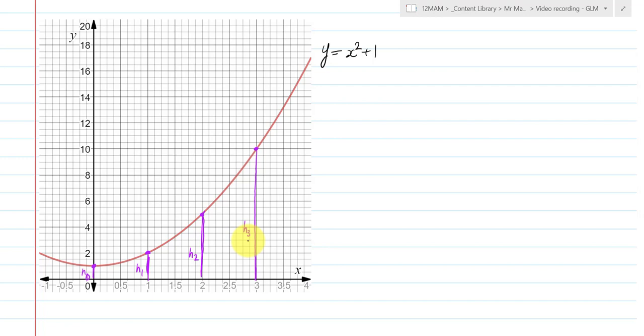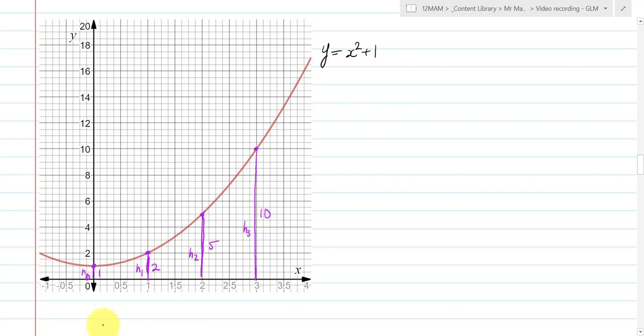Okay. Eventually, though, it's going to be handy for us to know each of these heights. So 0 squared plus 1 equals 1. 1 squared plus 1 is 2. 2 squared plus 1 is 5. And 3 squared plus 1 is 10. So now I have each of those heights.